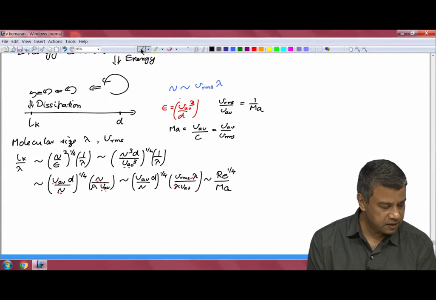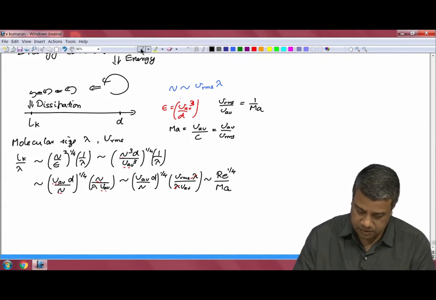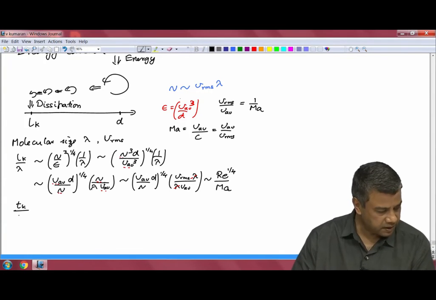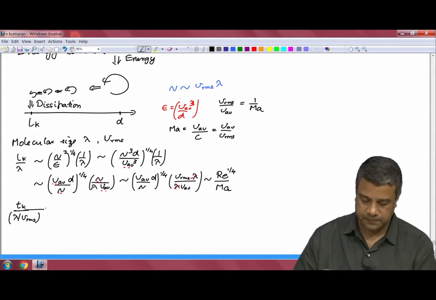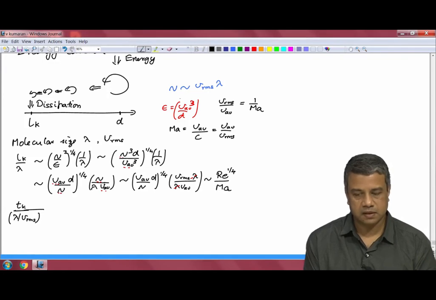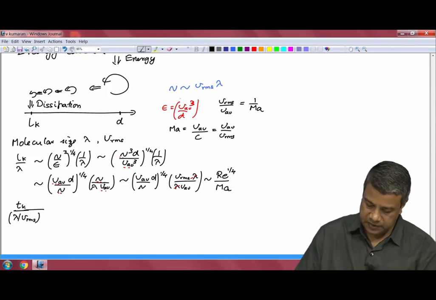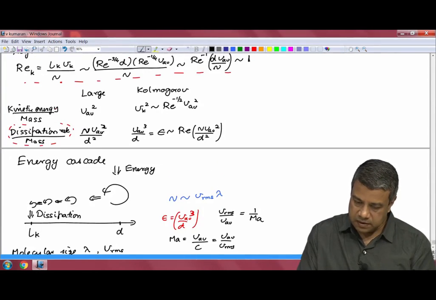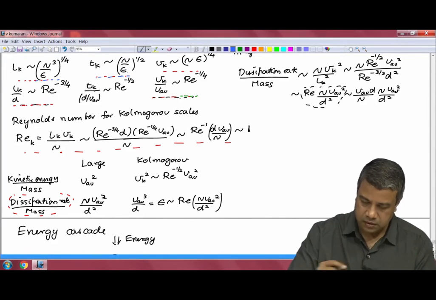Now, you can do the same thing for the time scales. The Kolmogorov time divided by the time for molecular motion, lambda by Vrms. The time scale for the molecular motion can depend only upon the length, the mean free path, and the root mean square velocity. Therefore, the ratio lambda by Vrms is a molecular scale. The time scale for the Kolmogorov scales, we got from dimensional analysis over here, nu by epsilon power half.